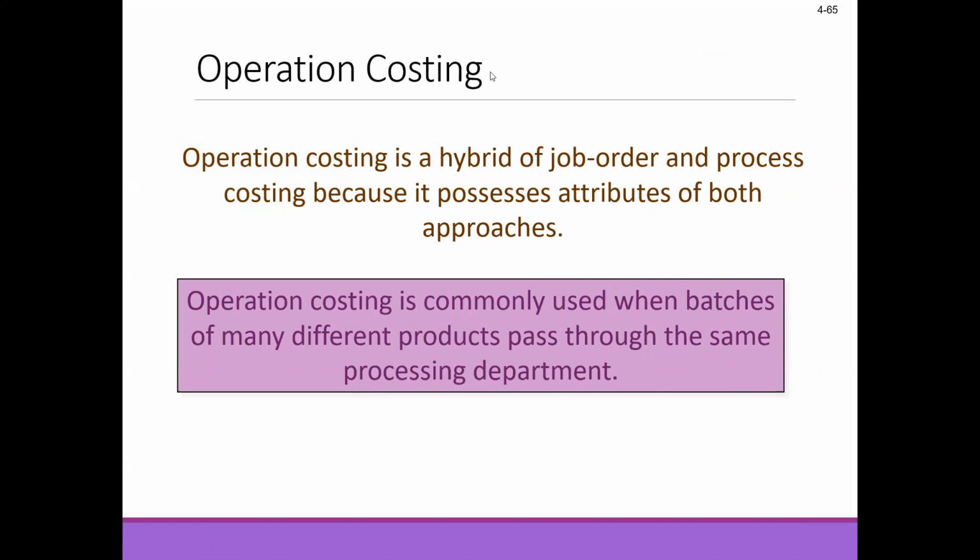Operation costing is called a hybrid between job order type of costing and process costing, because it kind of has a little bit of both approaches. It's used when batches of many different products pass through the same processing department.